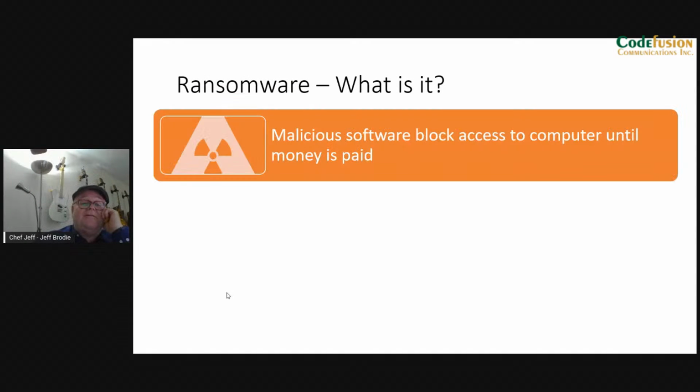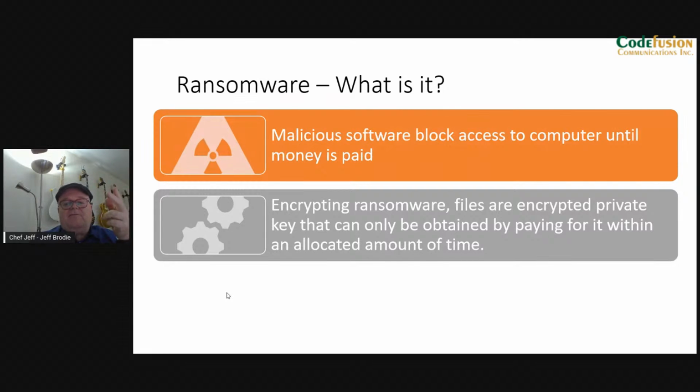What is ransomware? The definition is that it's a malicious piece of software that blocks access to your computer. It specifically will encrypt your files, your hard drive, and you won't get access to it until money has been paid. So one is the encryption, two is the ransom. Encrypting ransomware means files are encrypted with a private key. You can encrypt your own files, but it's this piece of application software encrypting your files, and you can only get that private key from the third party who actually encrypted it.